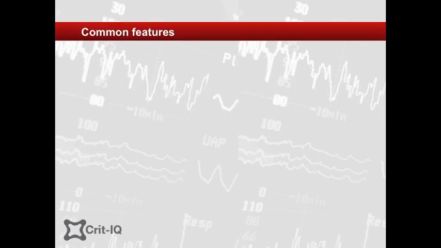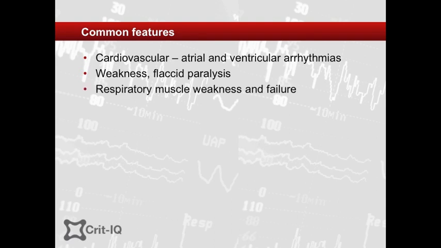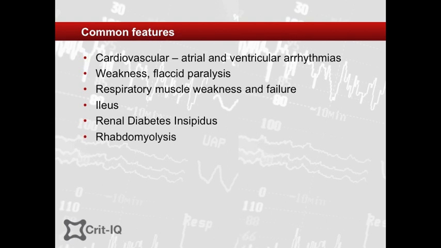The most common features of hypokalemia are cardiovascular abnormalities such as atrial fibrillation and ventricular tachyarrhythmias, weakness and flaccid paralysis, respiratory failure, ileus and constipation, and diabetes insipidus. In severe cases, rhabdomyolysis may also occur.